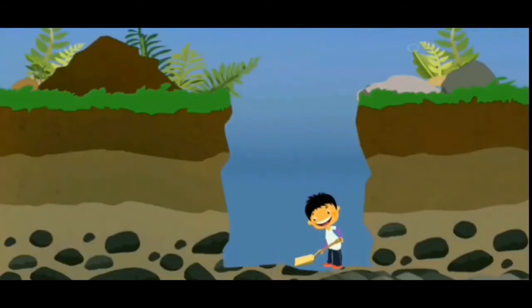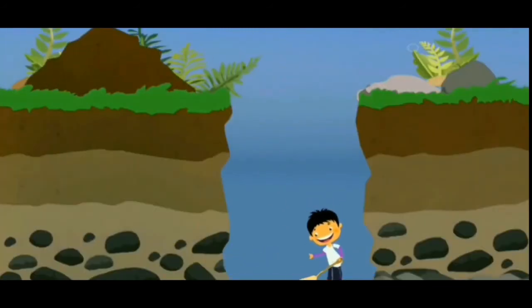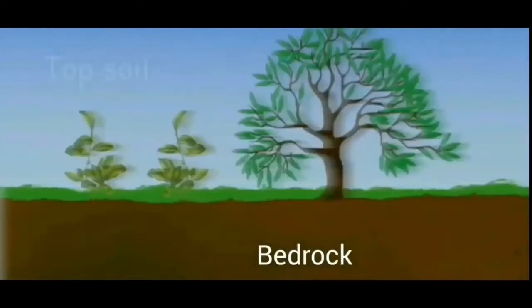Each layer is called a horizon and each horizon has its own characteristics. Do you know how many layers are present in the soil? Can you name them? There are 4 layers of soil: A horizon, B horizon, C horizon and bedrock.